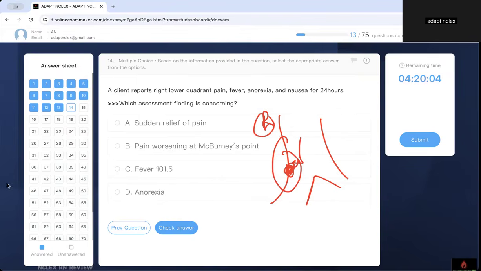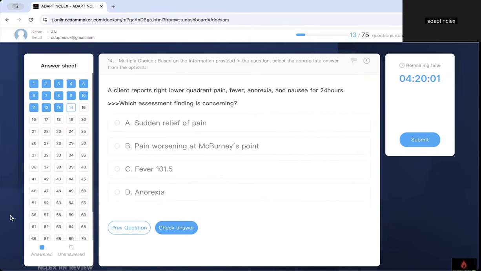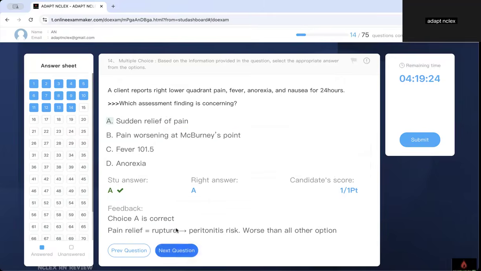There's only appendicitis here. Now, which finding is concerning? Sudden relief of pain. Is it a bad thing when you have appendicitis and you have sudden relief of pain? Where's the pain, at McBurney's point? Well, McBurney's point is 2/3 from the ASIS, right? If this is the belly button, to the right here, it's 2/3, right here. That's where the appendix is going to lay. You're supposed to have maximum pain there. If you have fever, 101.5, that's an expected finding. Anorexia, expected finding. But if you have sudden resolution of your pain, we have a problem. That means we have rupture. And that is a priority problem. We got to see you.